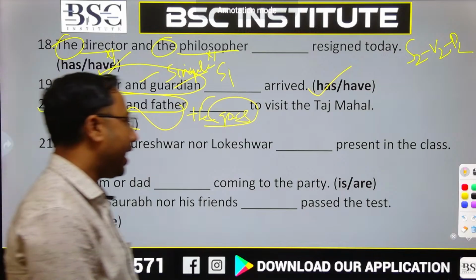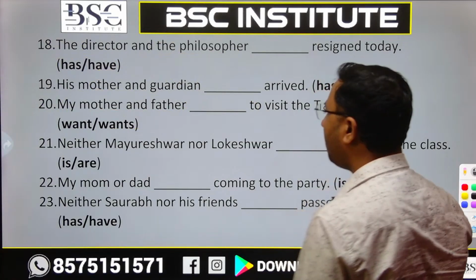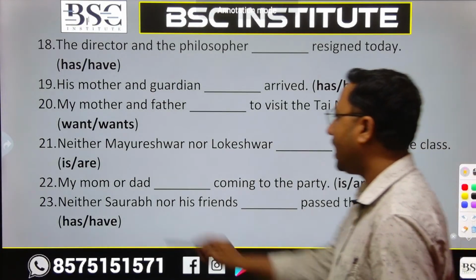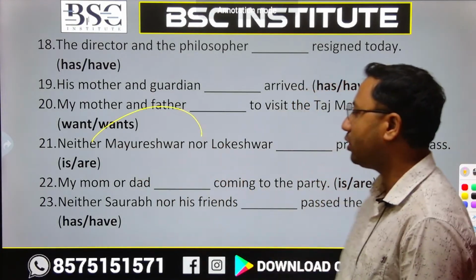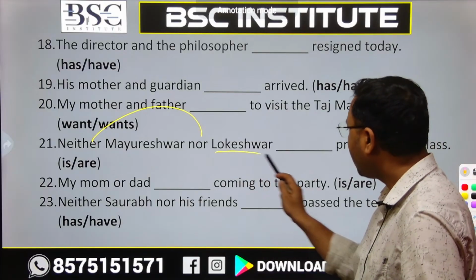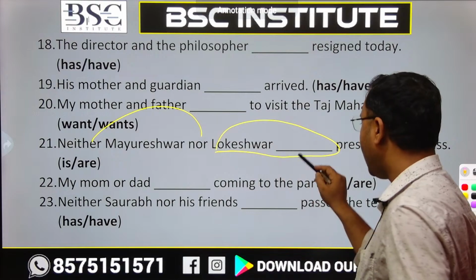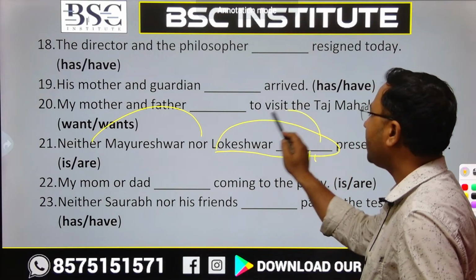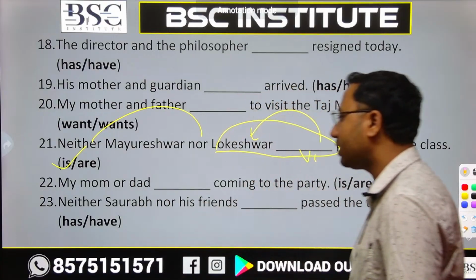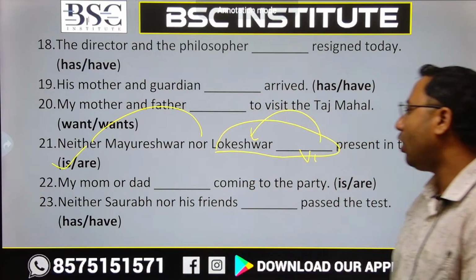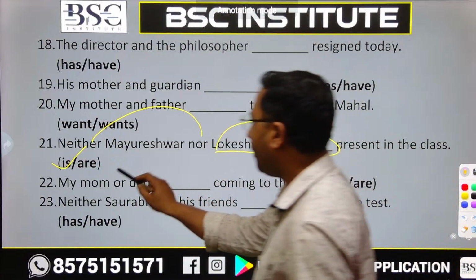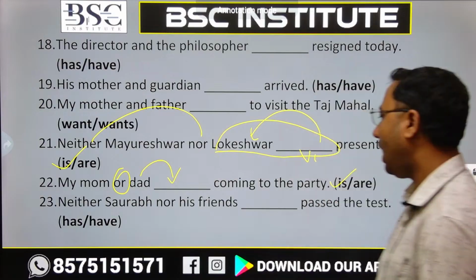Done. Next question, neither Mayeshwar nor Lokeshwar dash present. So it's a question of neither nor, and if it is a question of neither nor, I have to check the closest subject with the verb. So I have to use verb over here. Nearest subject is Lokeshwar, that is singular, so I have to use is. Next, my mom or dad dash coming to the party. So this is a question of or. So dad is singular, nearest subject is, not are.